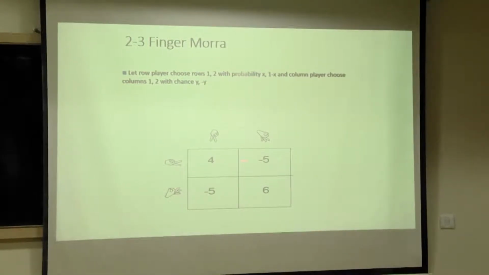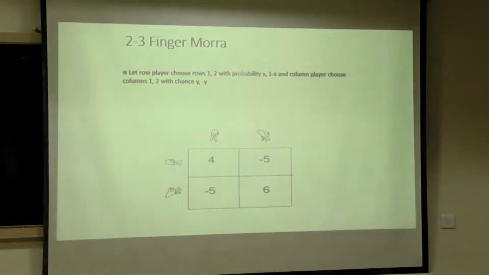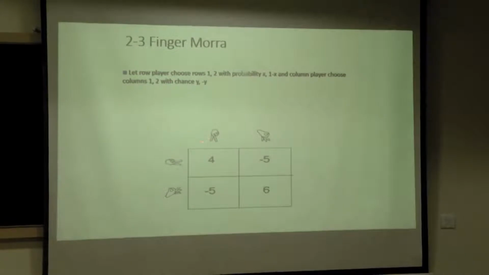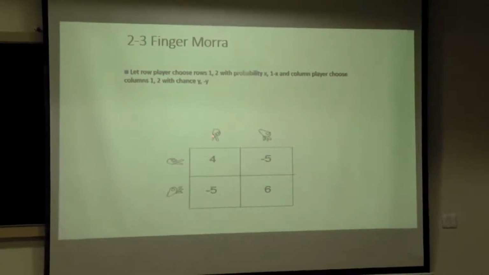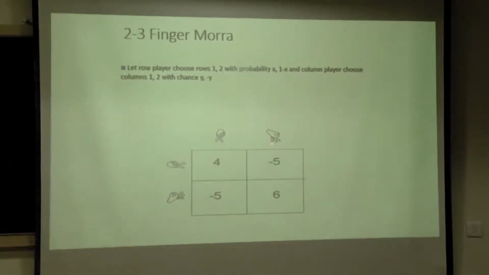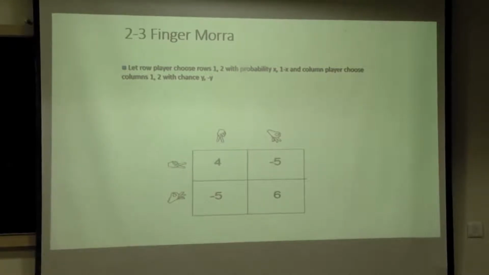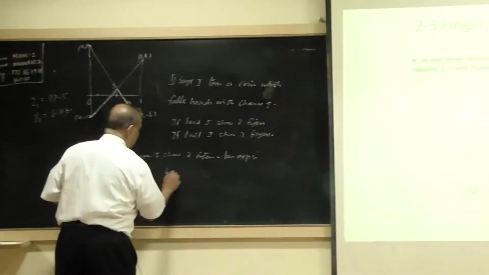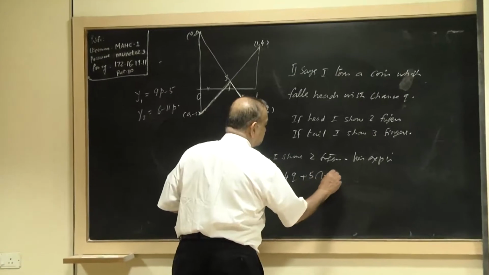Now, suppose player 1 is thinking of showing 2 fingers, while player 2's choice is based on the outcome of the toss. So with probability q it will fall head, and when he shows 2 fingers, he will collect 4. With probability 1 minus q, he will show 3 fingers, and he will collect minus 5. So suppose 1 shows 2 fingers, his expectation is 4q plus 5 times 1 minus q.